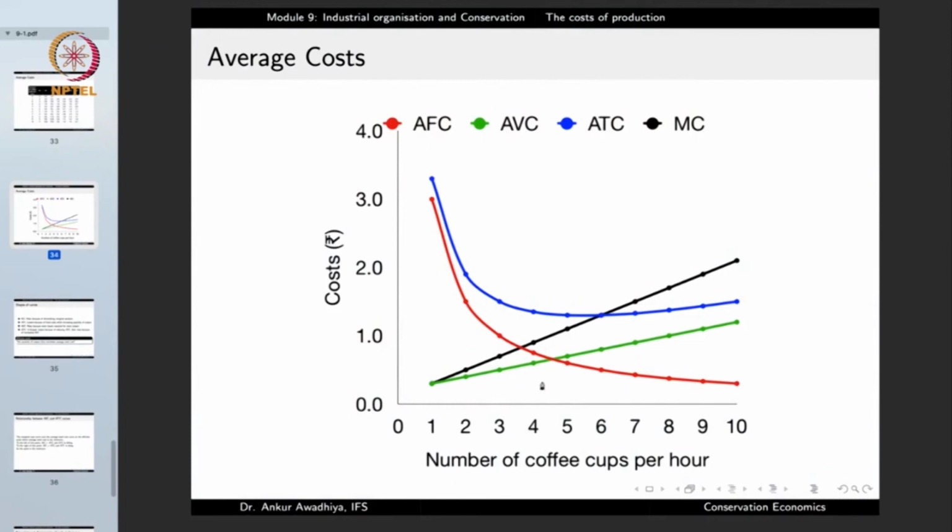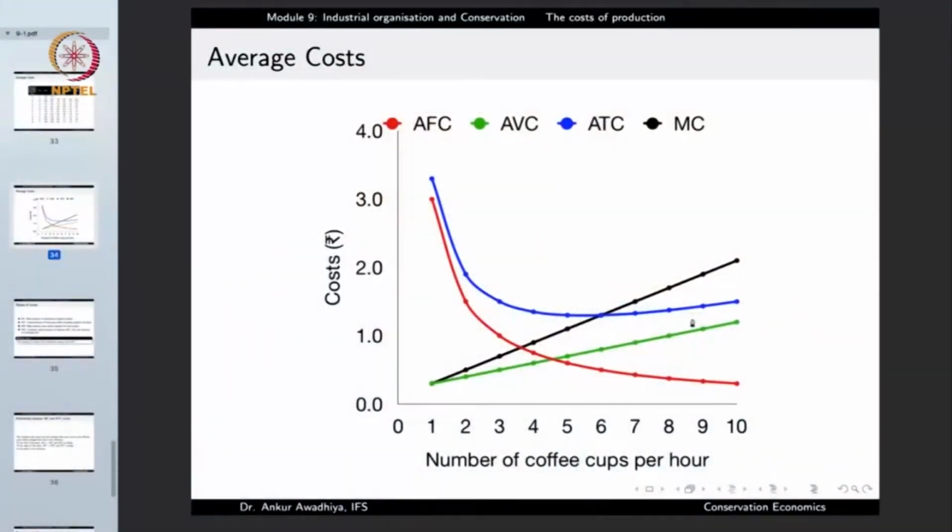The average variable cost and the marginal cost go on increasing with the number of cups of coffee per hour because of the law of diminishing marginal product. Now, to make each additional cup of coffee, we require more of the inputs because the inputs are not working that hard. That would increase both the marginal cost and also the variable cost. So the variable cost and the marginal cost go on increasing.